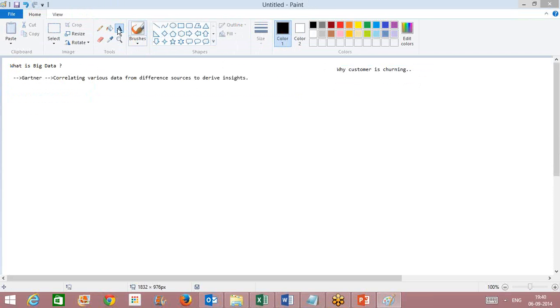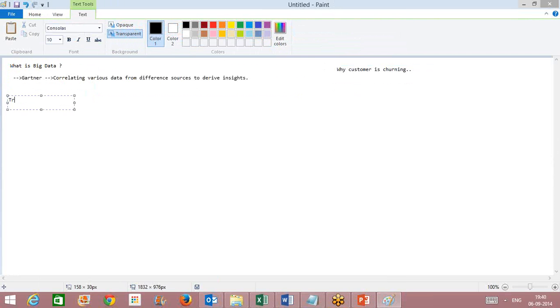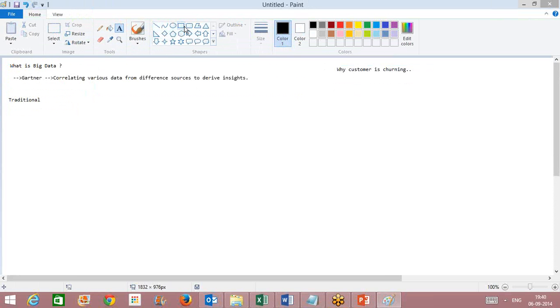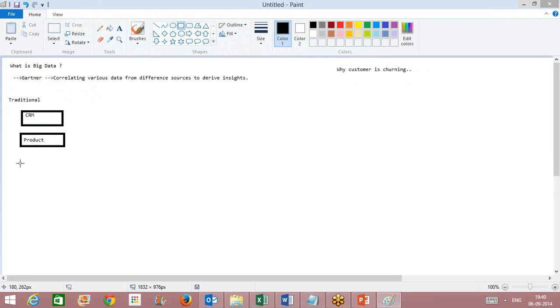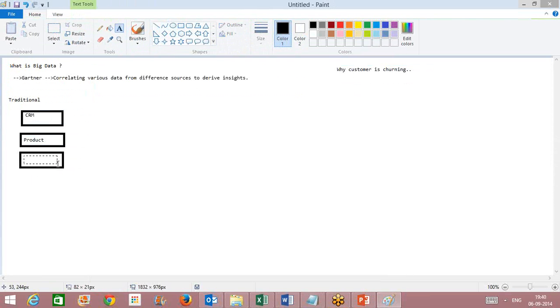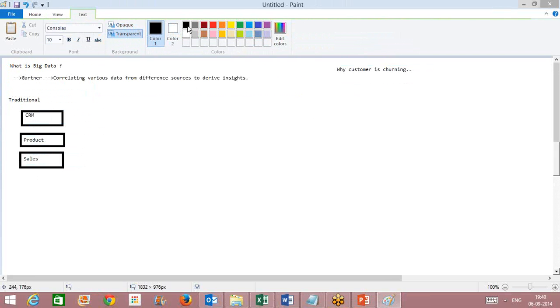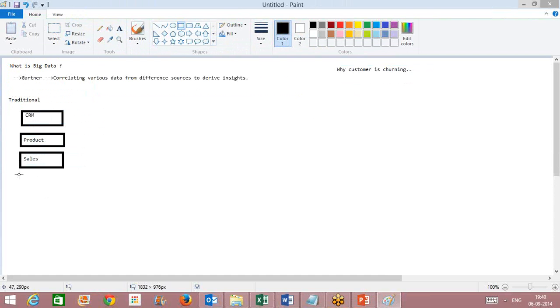Now, in the traditional world, they have a system like this. Traditional system was, there was data coming from their CRM systems, that is the customer relationship management things which they have built in. They have their product systems which they are selling, the product information, they have their transaction information which is in their transactional database, which I could call the sales data. They have their customer information. These are all structured data.